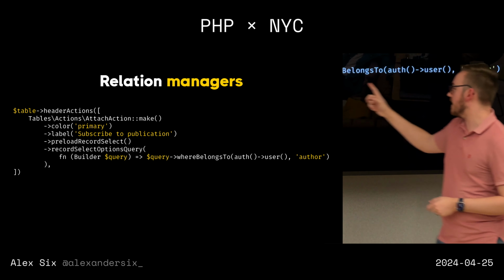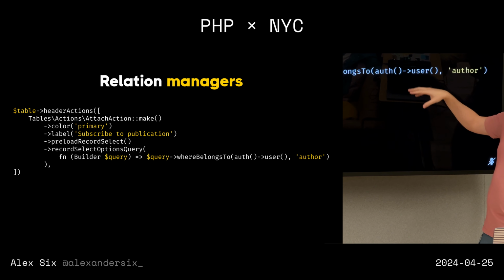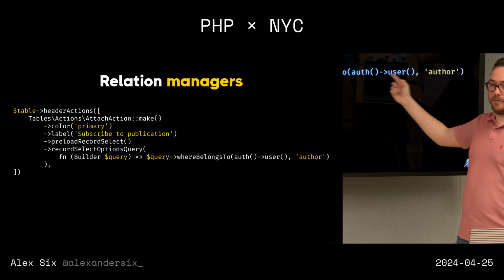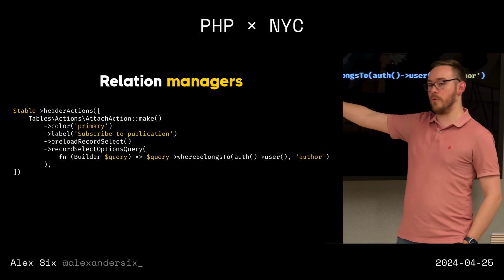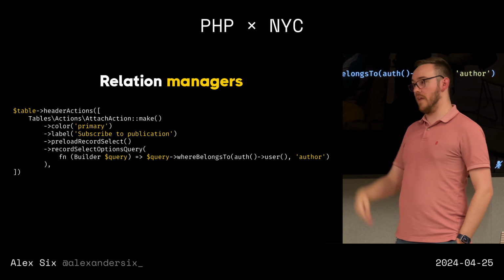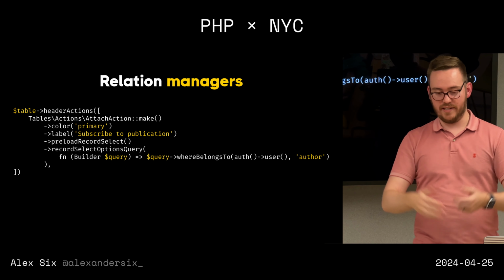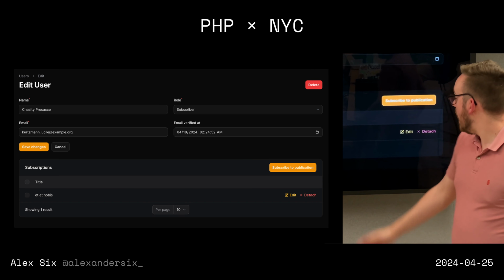And we're adjusting the options query, so we're only getting those publications that belong to our user, that we're the author of. Again, you can pass whatever Eloquent you want in here, and Filament will run that query, or append it really, to the query for the table before it actually shows the data. And this is what it looks like.